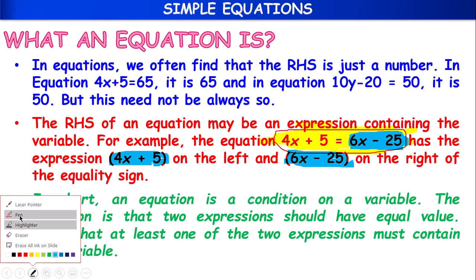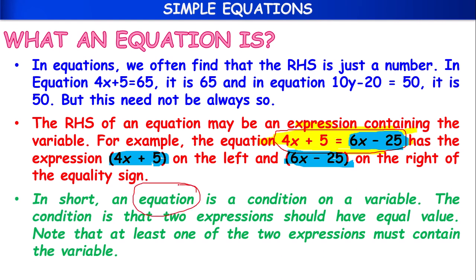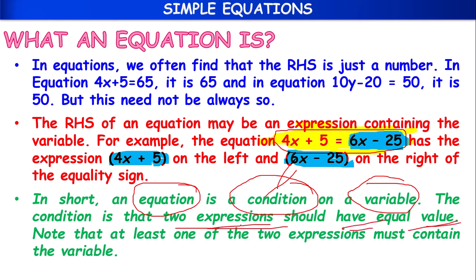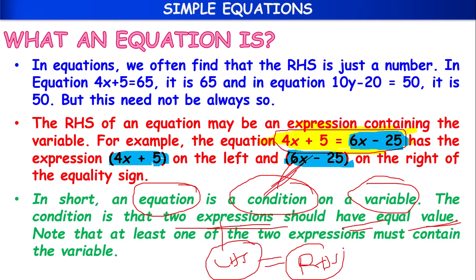So here, an equation means a condition on a variable. What is the condition? That two expressions should have the same value. Which two expressions? The expression on the left hand side and the expression on the right hand side should both have the same value. That condition, consisting of a variable either on LHS or on RHS or on both sides, is called an equation.